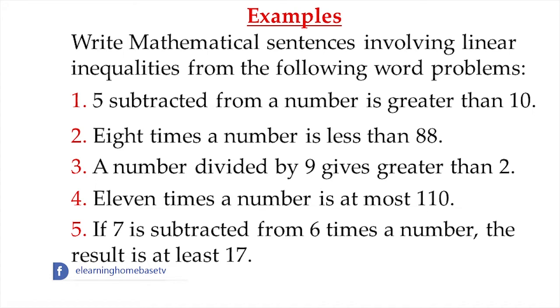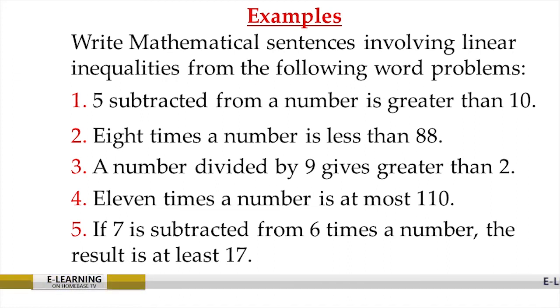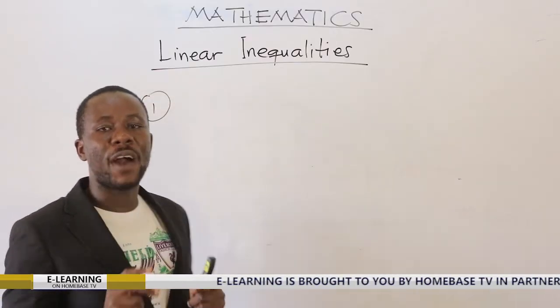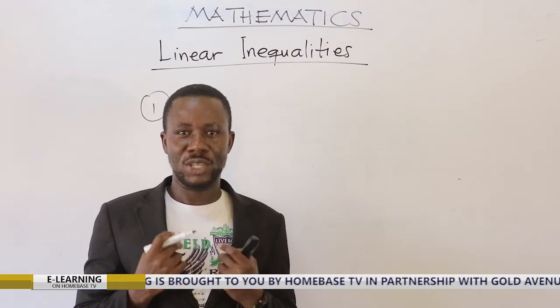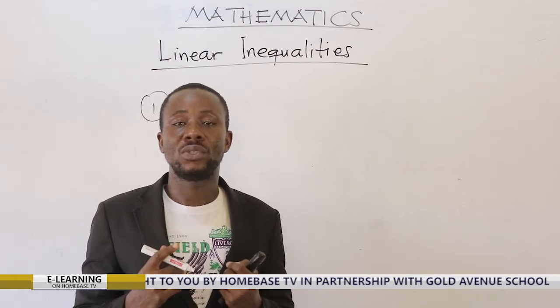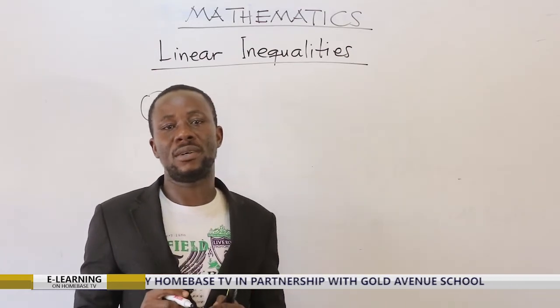So the first word problem: 5 subtracted from a number is greater than 10. Do we know the number? No. So always denote the unknown number by a variable. So the first one, 5 subtracted from a number. I am solving this myself, so I'm going to denote the number by a variable. So let the number be y.